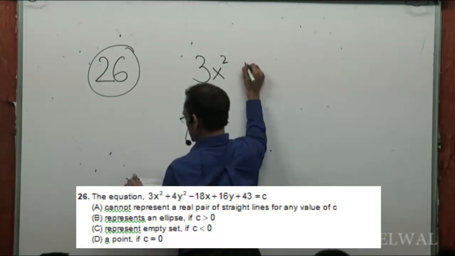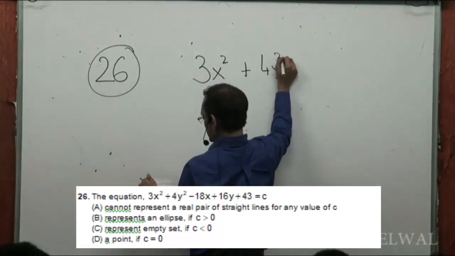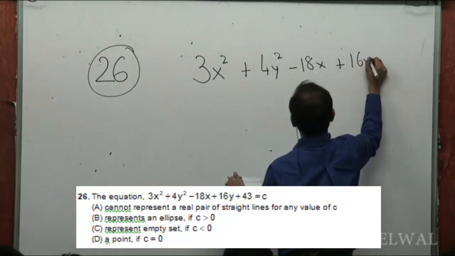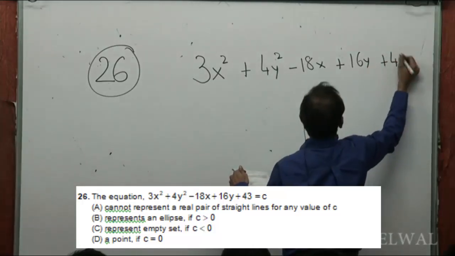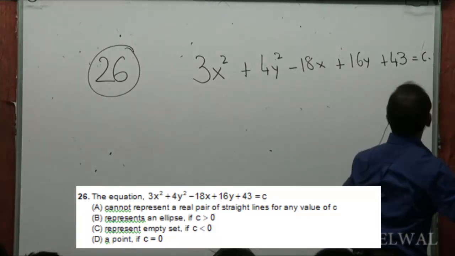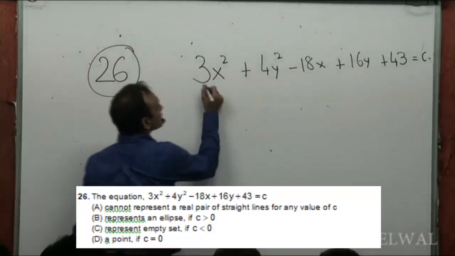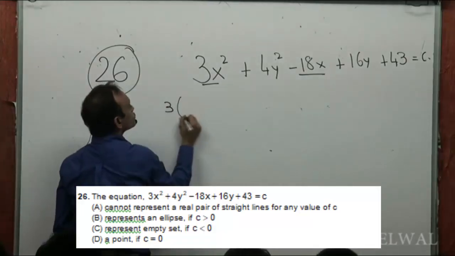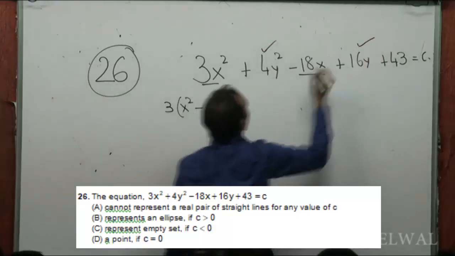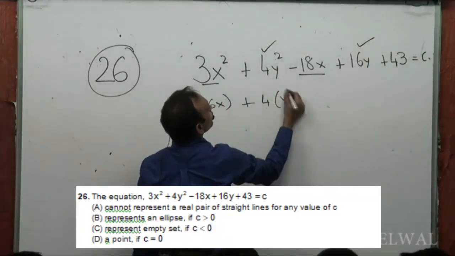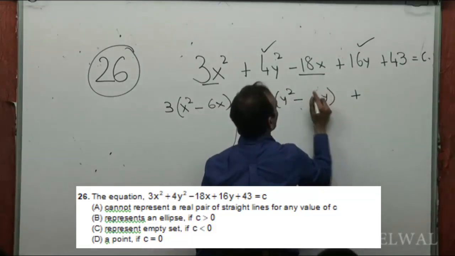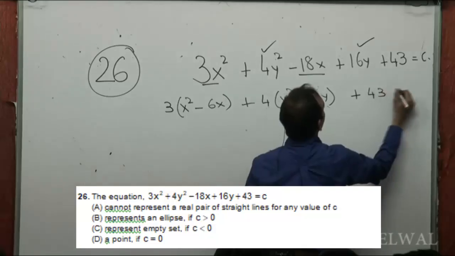3x squared plus 4y squared minus 18x plus 16y plus 43 equal to C. Let us examine this. Let me combine these two: 3 into (x squared minus 6x). These two: 4 into (y squared plus 4y). Plus 43 equal to C.